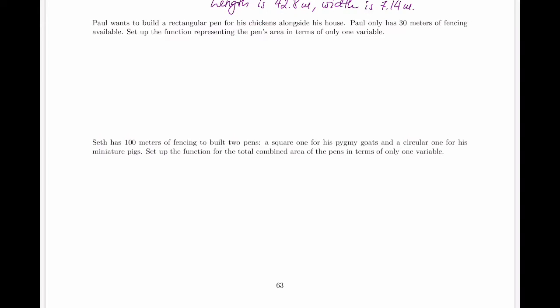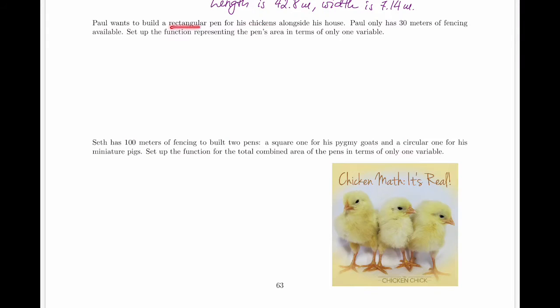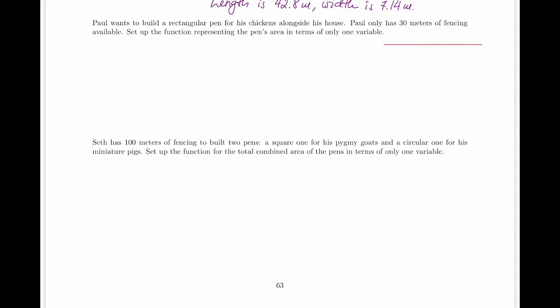So as before, let's first sketch a picture of what the scenario is. He wants to build a rectangular pen alongside his house. So let's draw the house wall here. This is Paul's house, and he wants to build a pen alongside it, which means that he only actually needs to build 3 walls, not all 4, because the house wall will replace the 4th wall.